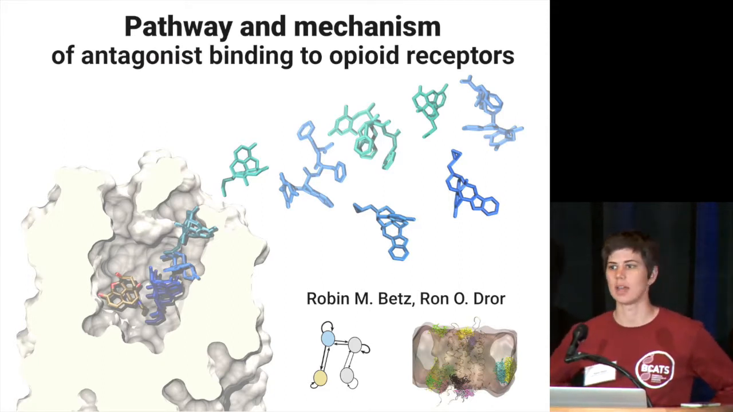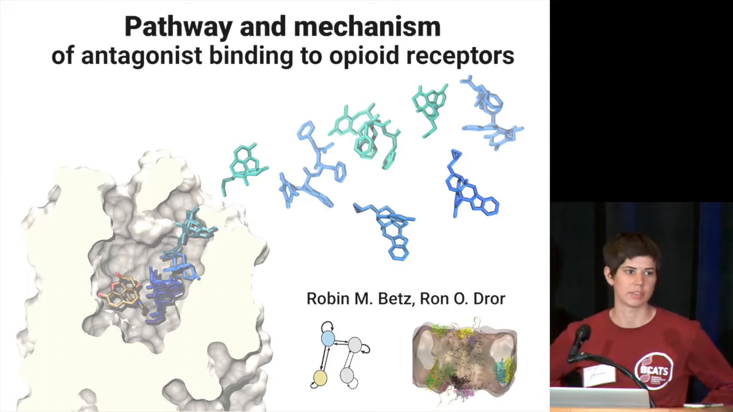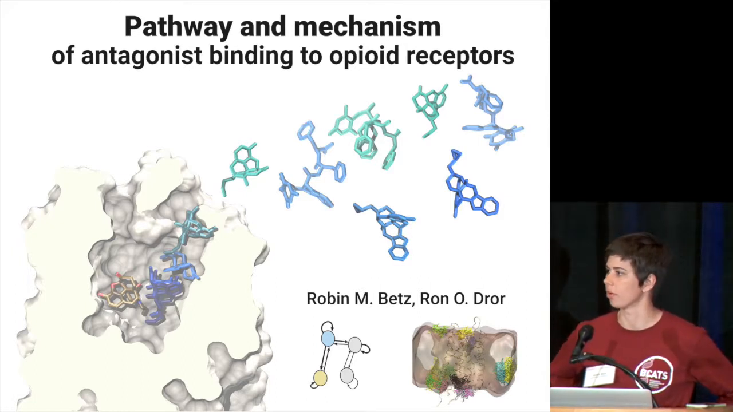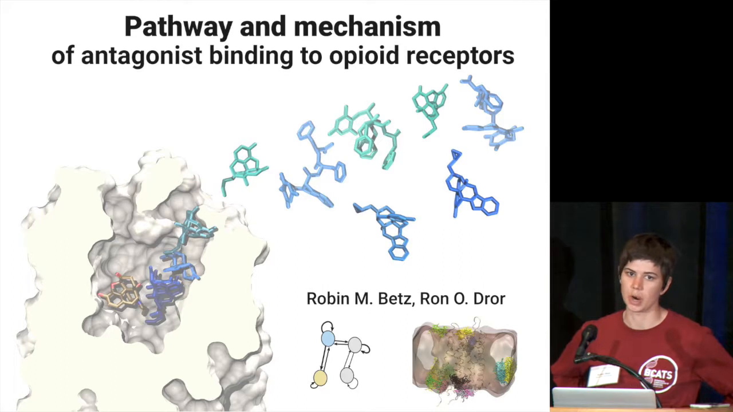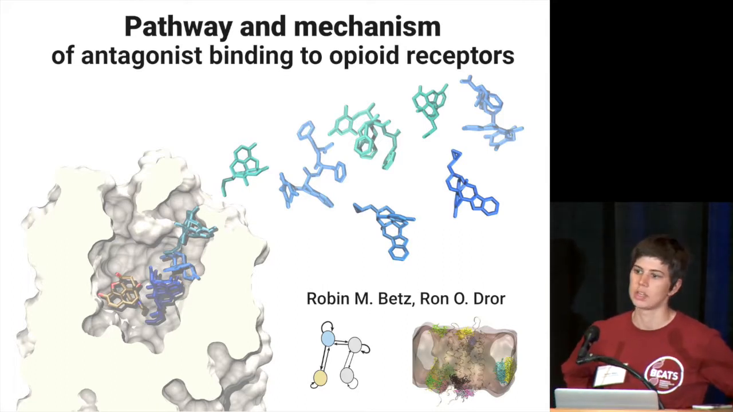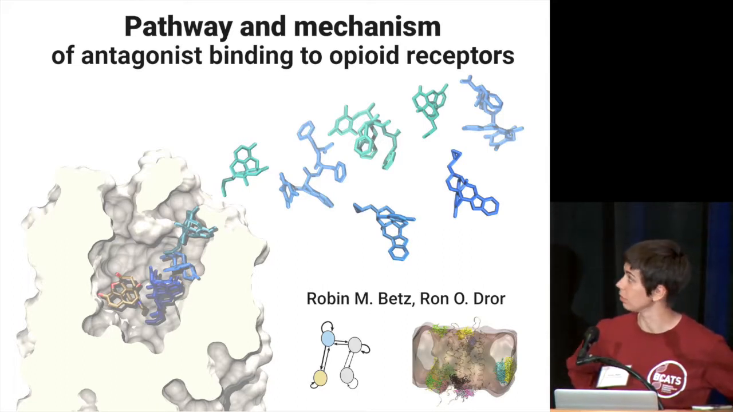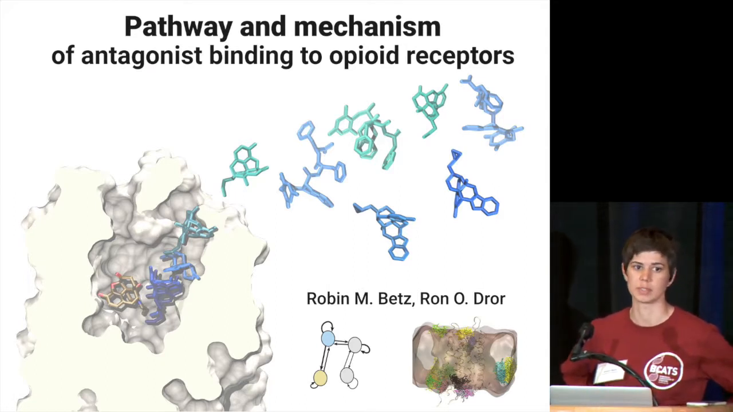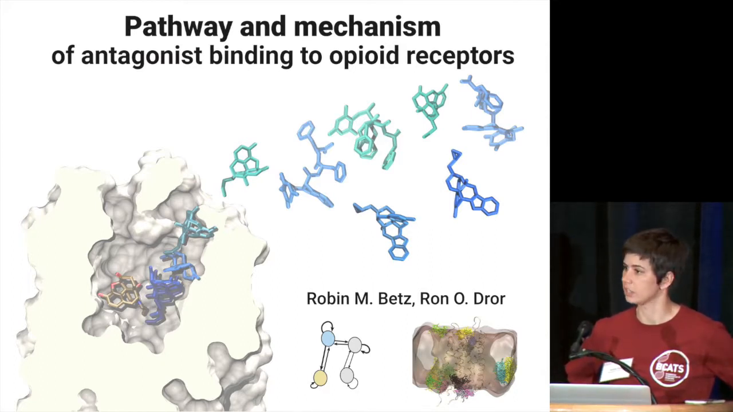Hi, I'm Robin Betts. I'm a third-year PhD student in the biophysics program and a member of the Ron Dror group. And I have a little bit of a departure from the deep learning you've been hearing about, to present different machine learning methods that can be applied to interesting molecular mechanisms. So I focus on figuring out how drugs bind to proteins using all-atom molecular dynamics simulation.